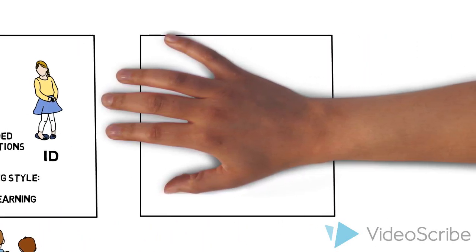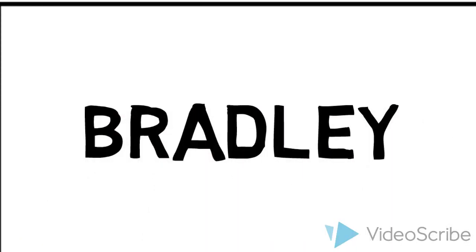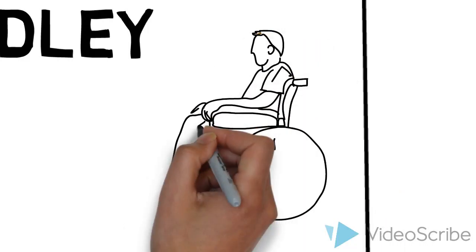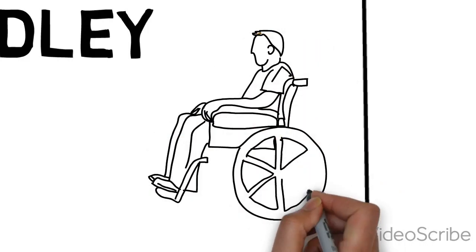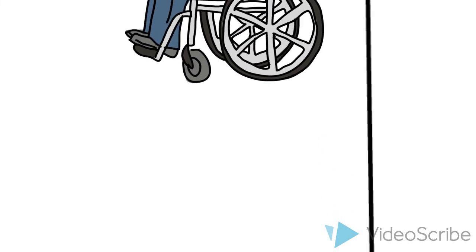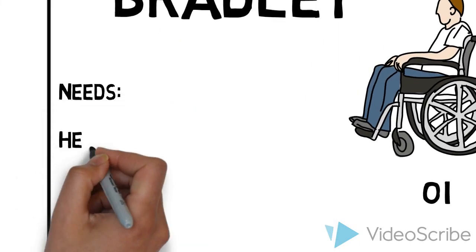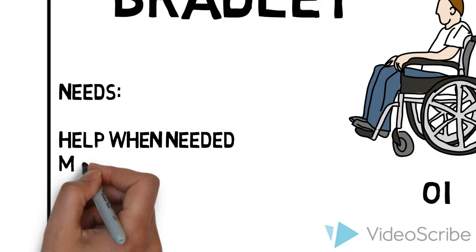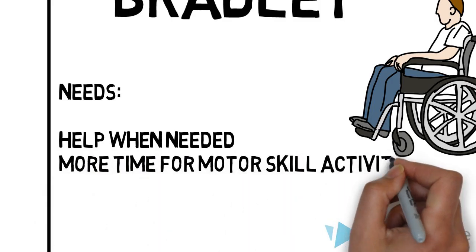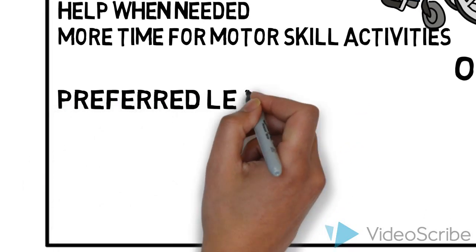Bradley has OI. He has an orthopedic impairment. In this case, he has bone tuberculosis, and he has a hard time getting around. He especially likes to have hands-on learning experiences, and his needs are help when needed and more time for motor skills and activities.